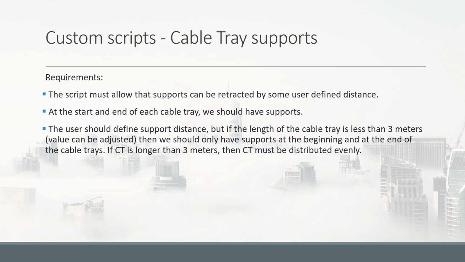Regarding the distance, it's not that easy, that you just need to enter some distance and the script needs to follow that. The first rule is to check if the length of the cable tray is bigger or lower than 3 meters. So if the cable tray length is less than 3 meters, we should only have cable tray supports on the start and on the end of the cable tray. But if the cable tray length is bigger than 3 meters, then we should also apply some spacing.